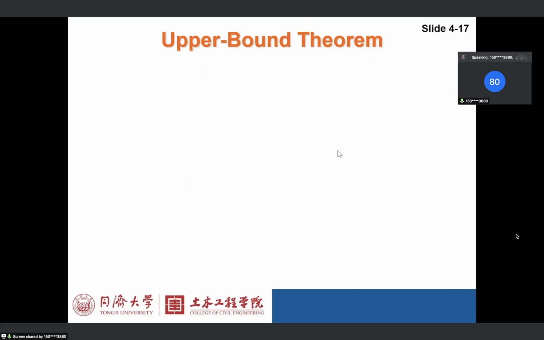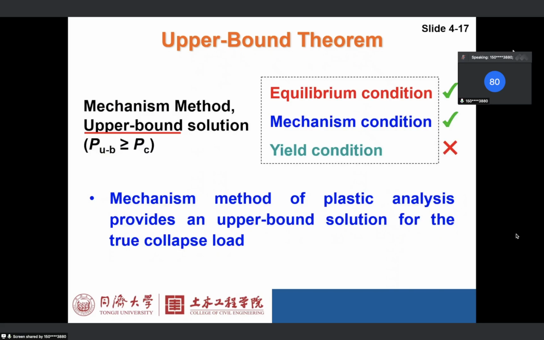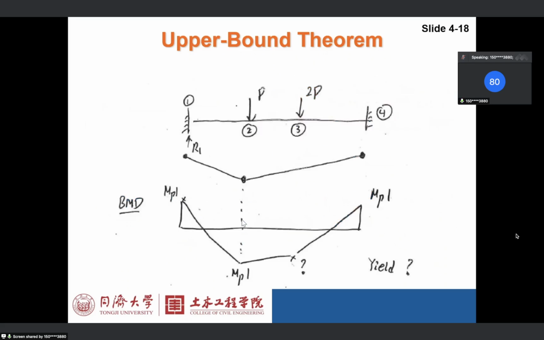Upper bound theorem. Yes, this is the upper bound theorem. So, mechanism method, upper bound solution. If you satisfy the equilibrium condition, you satisfy the mechanism condition, and the yield condition is violated, you get the upper bound result. Let me show you an example of getting an upper bound result.